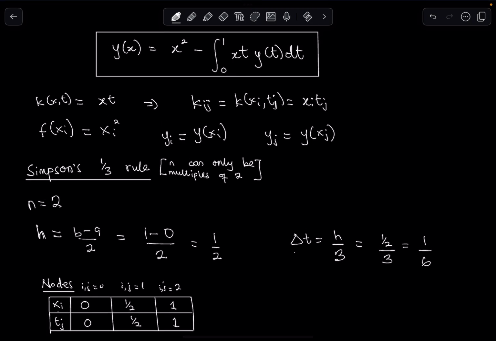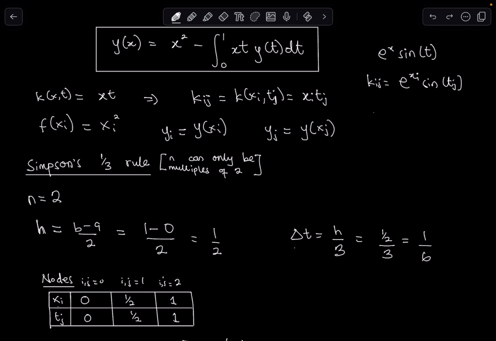So you can be given an example where your kernel is something like e to the x sine t, right? Don't be scared. This is just K_ij is e to the x_i sine t_j. Okay. So all you're doing is replacing all the x's with x_i's and all the t's with t_j's. So you don't really have to worry about the kind of kernel you get. The only thing that may happen is that your limits of integration could be pi over 2 or something. But it's just the same thing, right?